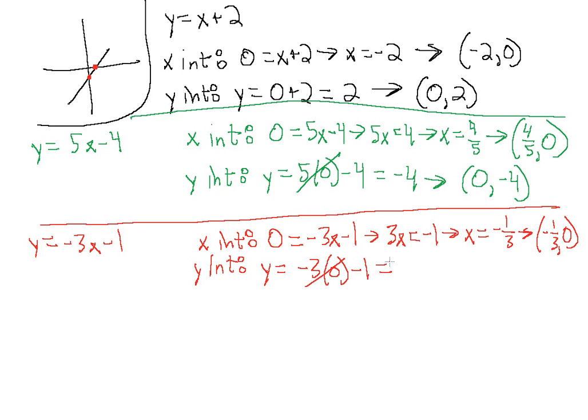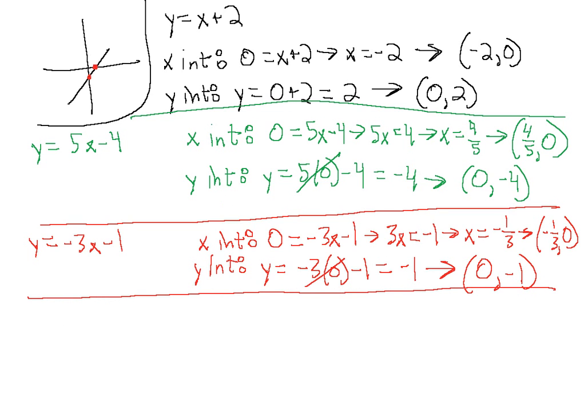Minus 3 times 0 is 0, so y equals minus 1. So our y-intercept is (0, -1). Our x value is 0, y value minus 1. That's the point where the line crosses the y-axis. It's called the y-intercept.